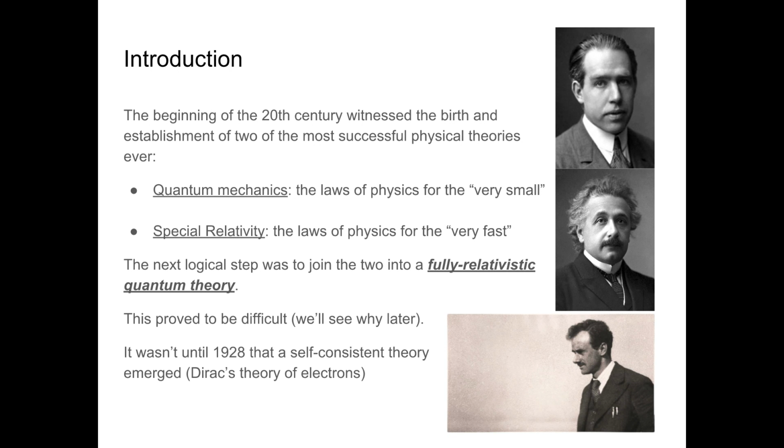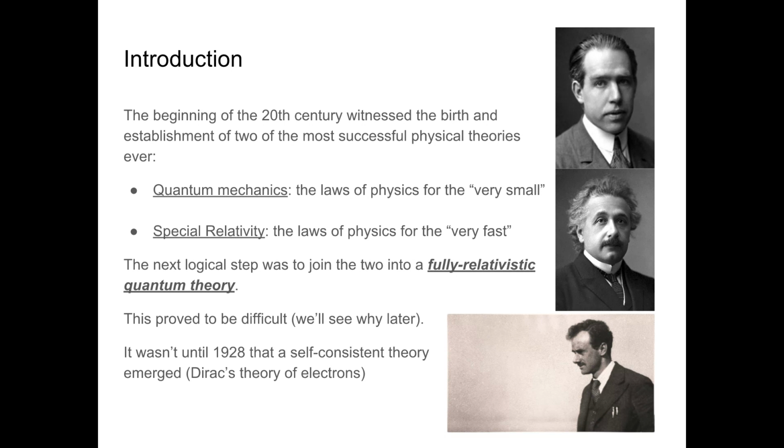These theories were very successful, and so people thought, okay, well, there must be a way to join the two, right? To be able to write down a fully relativistic quantum theory. Okay. And it proves to be very difficult, and we'll see why later. And actually, it wasn't until Dirac came along in the late 20s that a self-consistent theory emerged, right? And this is a theory that Dirac developed specifically for electrons or spin 1/2 particles, which were one of the only real fundamental particles we had at the time.